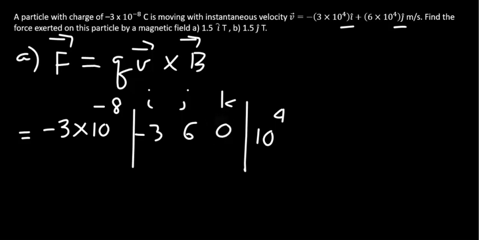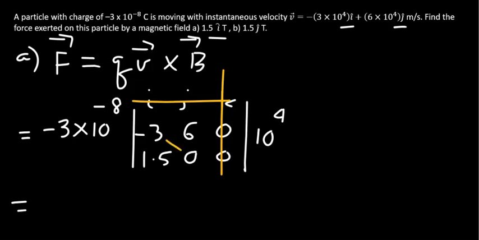Now the magnetic field for part A is pointing along the x-axis, so it's 1.5 i hat. There is no y component, no z component. And that's going to give you a force purely in the z component, because only that component survives, this minus that. Everything else will go to 0.